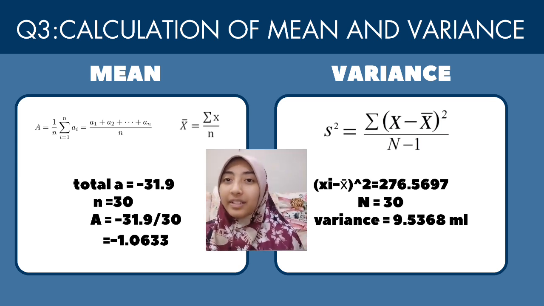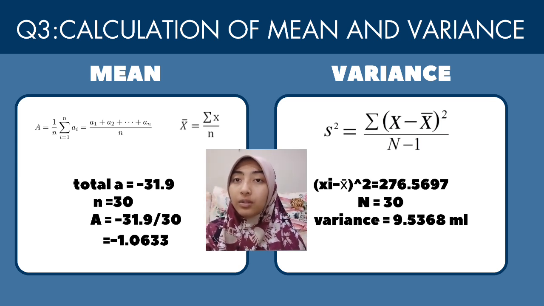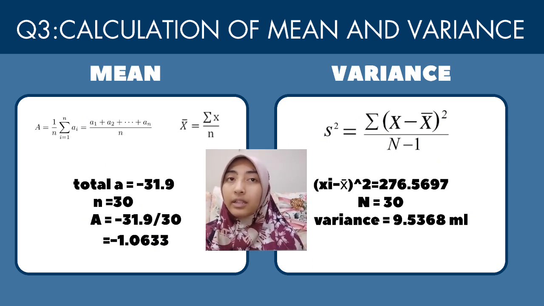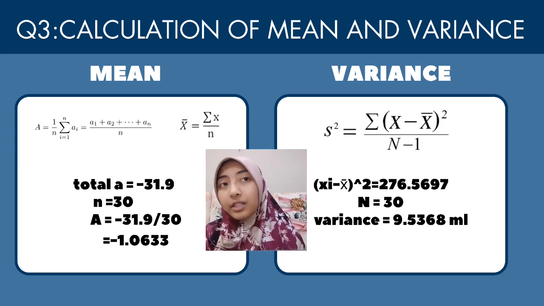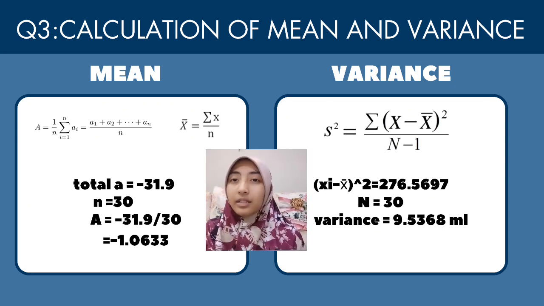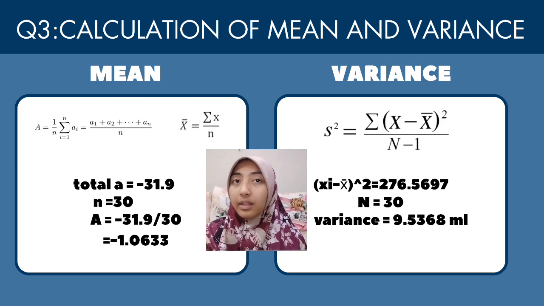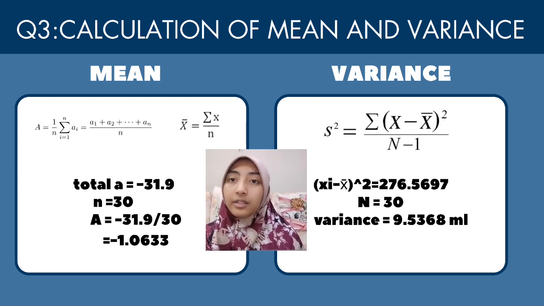By looking at the mean and the variance, we can see the mean is negative 1.06 ml. This shows that the participant tended to pour slightly less water than the 100 ml target on average. This suggests a small underestimation when judging the water level by sight. The standard deviation is about 3.09 ml, which indicates that the accuracy varies quite a lot.